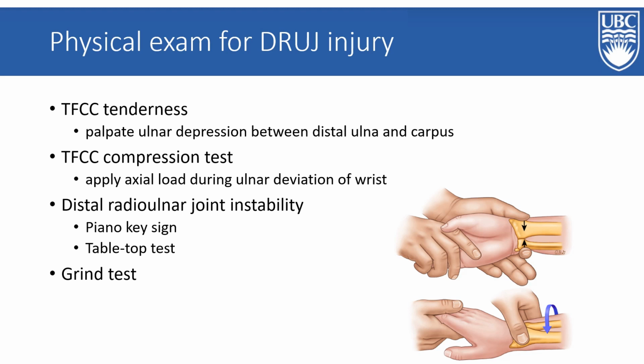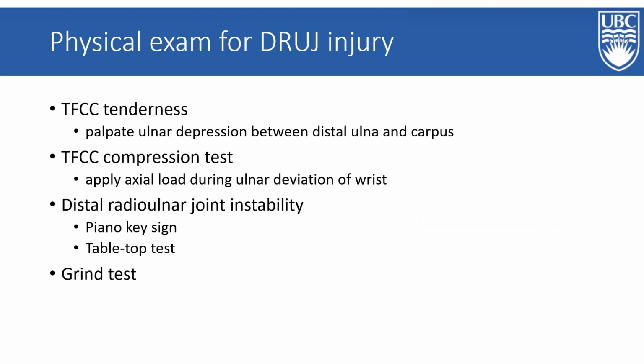DRUJ instability is considered when there is increased ulnar translation relative to the radius compared to the contralateral wrist. It can be seen when the ulna is more prominent dorsally and appears to sublux volarly with increasing pressure, creating a dorsal depression. Three tests are often used to evaluate DRUJ instability.